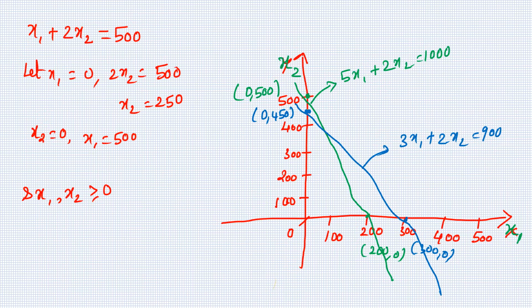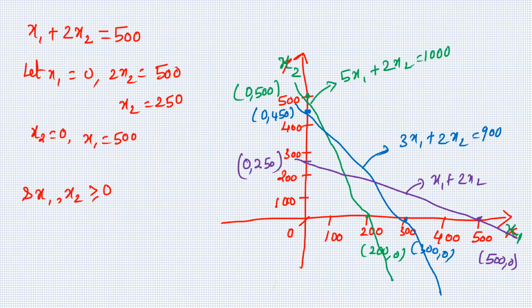And the last constraint is x1 plus 2x2 equal to 500. From that we get two points. One is (0, 250), that is x1 is 0, and here I have that 250. And another point is (500, 0). So using these points, we get roughly a straight line like this.